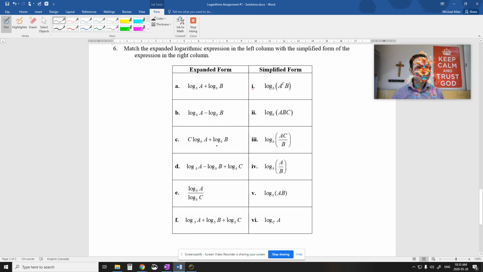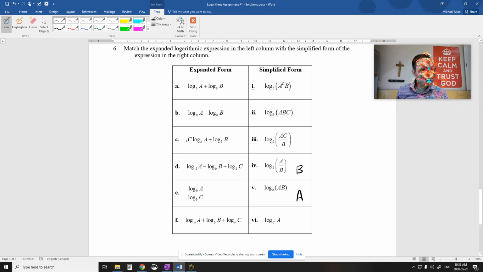And these ones here, you're just going to try to match these up. So let's see. I'm adding 2 logs that have the same base. I'd multiply what's inside. So that looks like this one down here. So I would say that this is a. Okay. I'm subtracting them, so I'd be dividing them. So that looks like this one here.